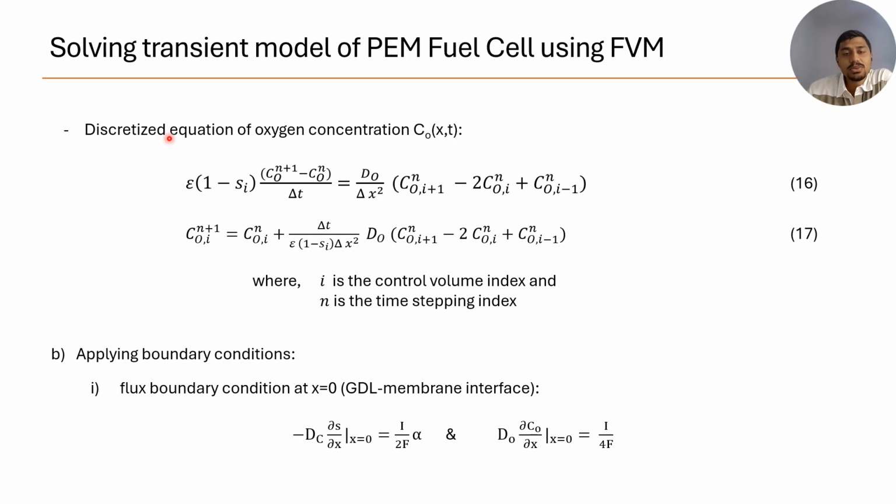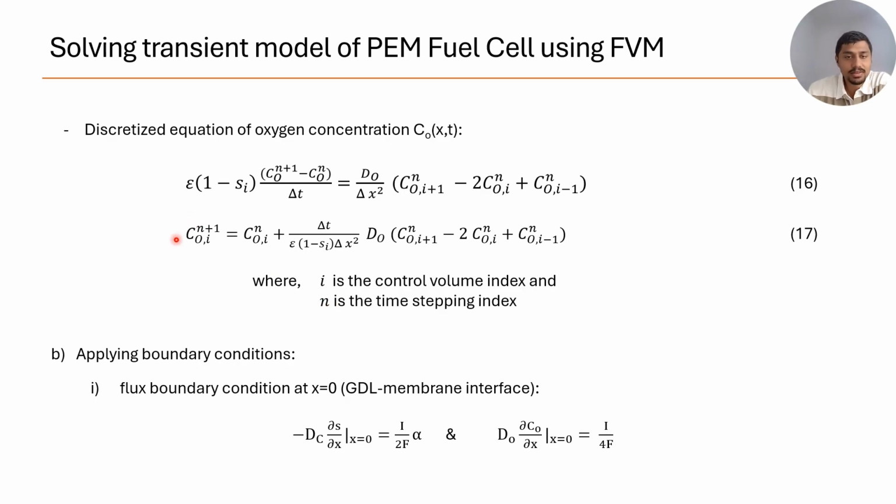And this equation shows how oxygen concentration changes in the porous layers of the fuel cell. On the left hand side, you have time derivative, which shows change in oxygen concentration over time in specific control volume. And on the right hand side, you have the diffusion term, which shows how oxygen is being transported due to diffusivity. You can also see that water saturation decreases the overall diffusivity and hence negatively affects the oxygen concentration.